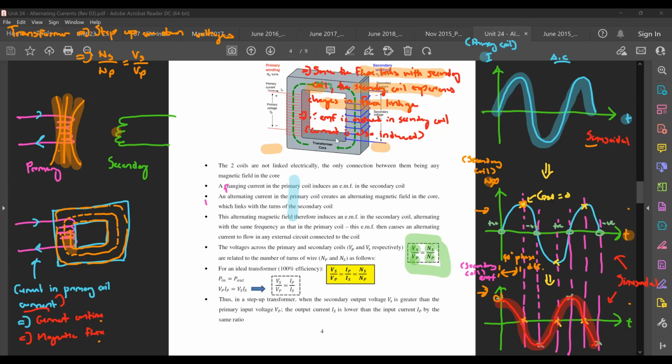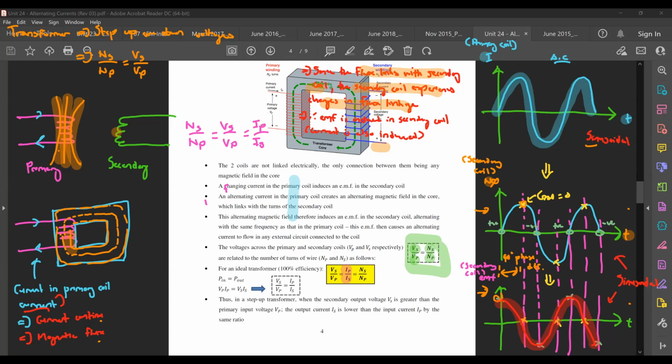That one is the variation for the current. What is the relation of your current with the primary and secondary core? While we can say that NS to NP is the same as VS to VP, when it comes to current, it's the other way around. It's IP to IS. You see there's a bit of a difference in the pattern. So when it comes to the ratio of the current with the voltage or the number of coil turns, this one will be IP over IS.